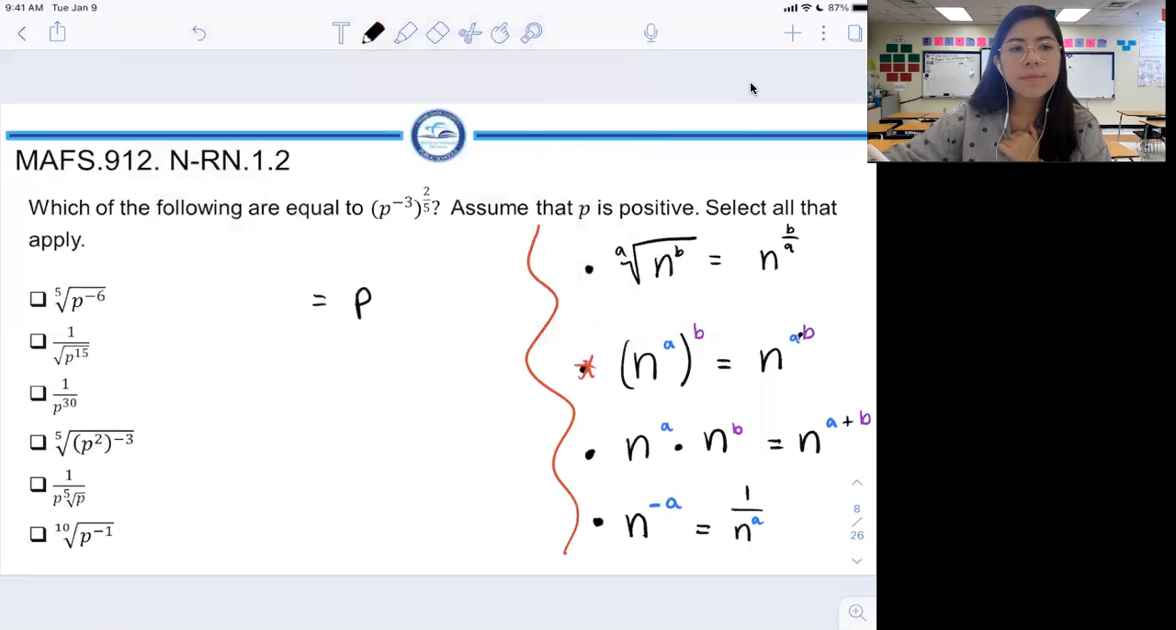-3 times 2/5. -6/5. -6/5. Agree so far? Yes, I agree with Perla. Does anyone else agree with Perla?